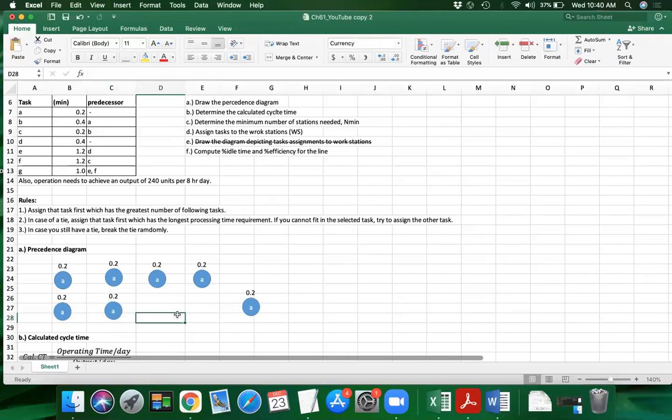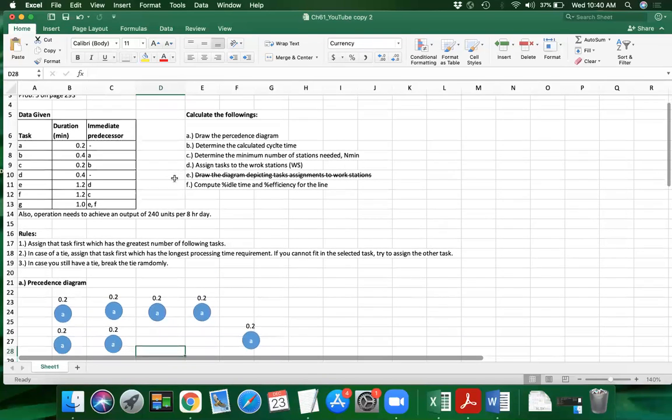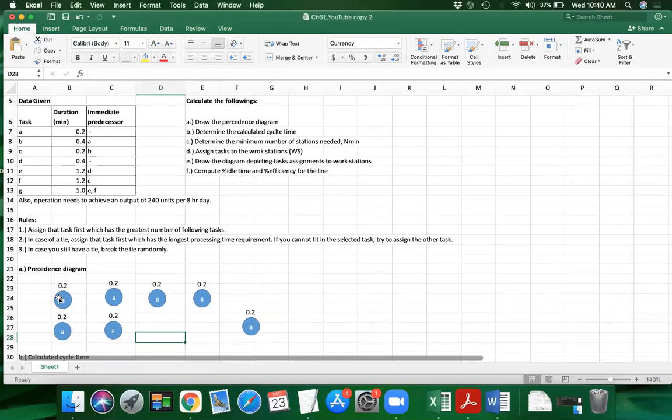Okay, I guess this should do. So here, let's do it. Dash means A is a starting activity. It doesn't have any immediate predecessor. So we'll start with A, and it takes 2.2 minutes.